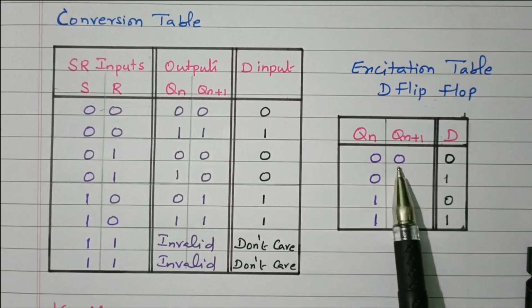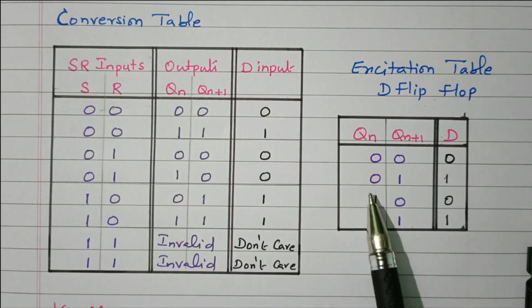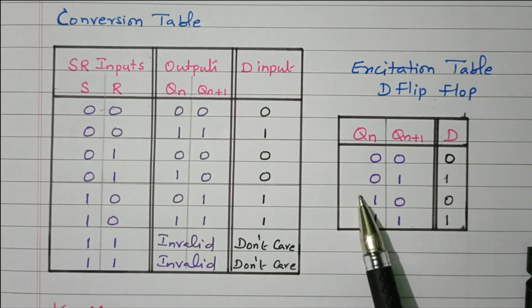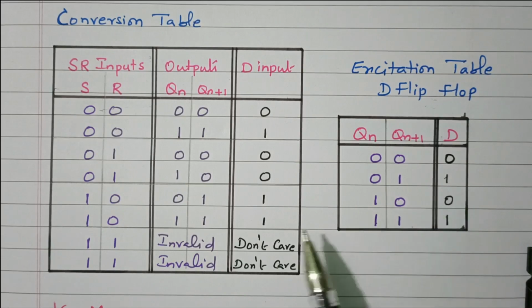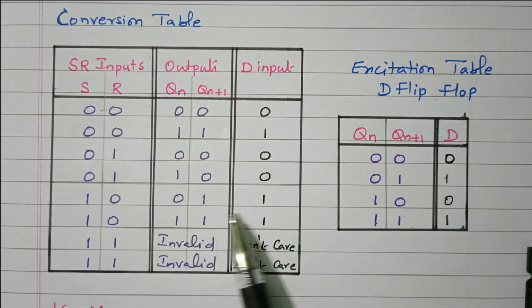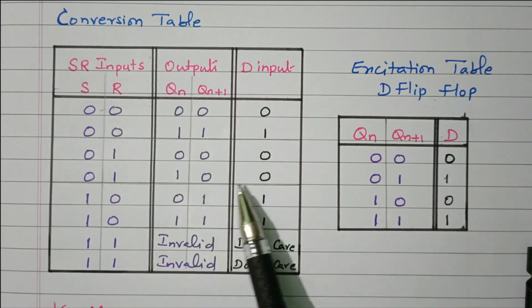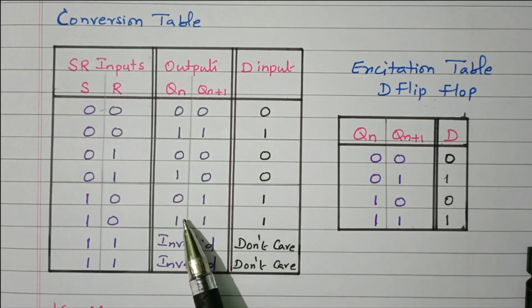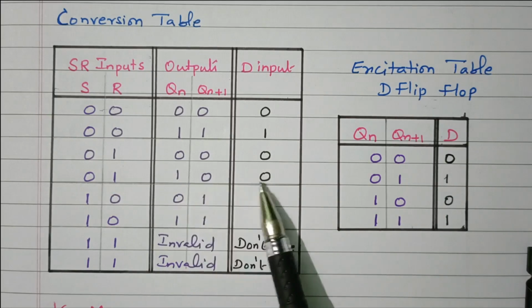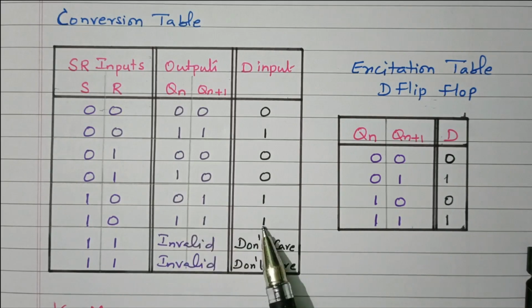0 0, 0 means 0, right? Then 0 1 means 1. 0 1 means present state 0, next state 1, so we need to give D input as 1. Where is it available? Here it is. 0 1 means we need to give 1. 1 0 means 0. It is available. 1 0 means 0, right? 0 0 means 0. 0 1 means 1. 1 0 means 0. And another is 1 1. This 1 1 means 1. Here also 1 1 means 1.